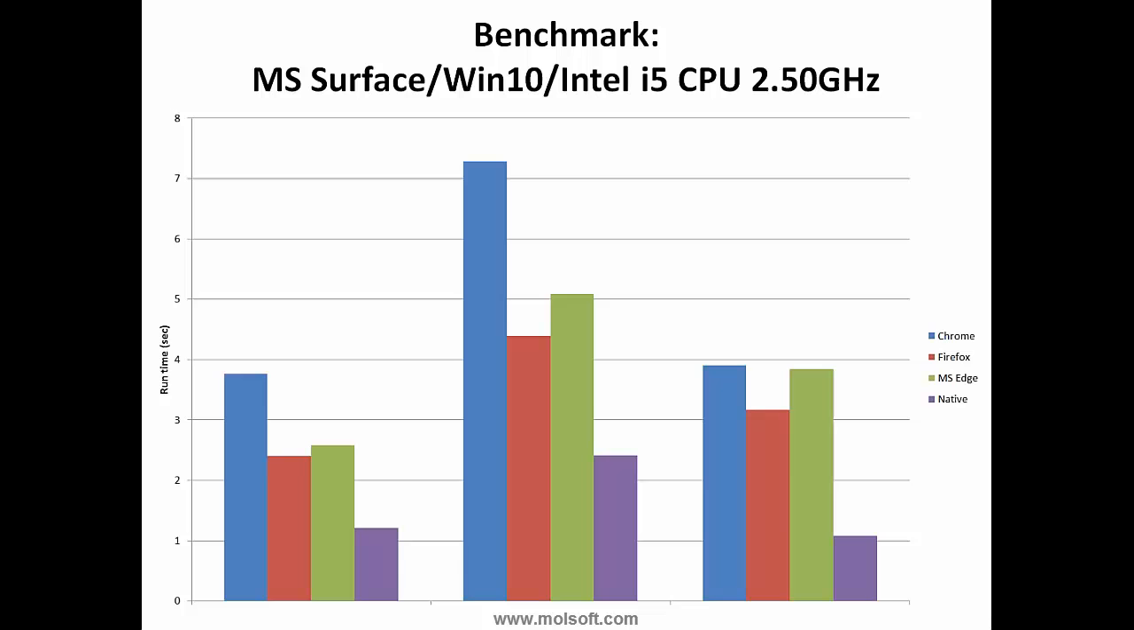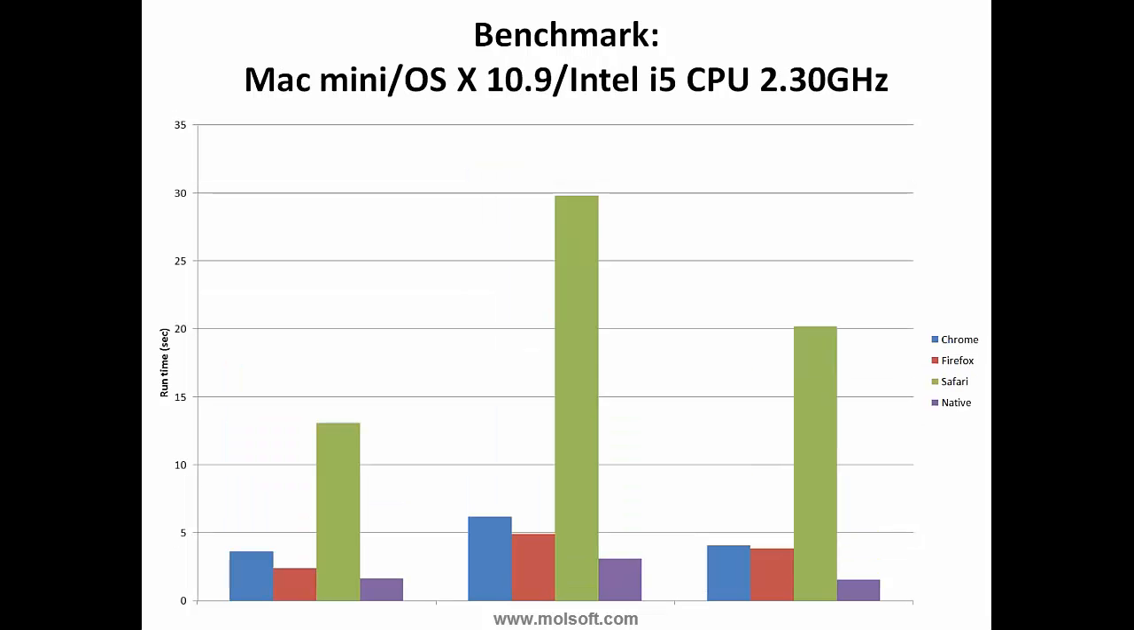But again, you can see that Edge is in third place, and Chrome is the last one. But again, it's really good even for Chrome, because compared to the native code it is very fast. This is Safari on Mac OS X, and you see that Safari is significantly slower than Chrome and Firefox.